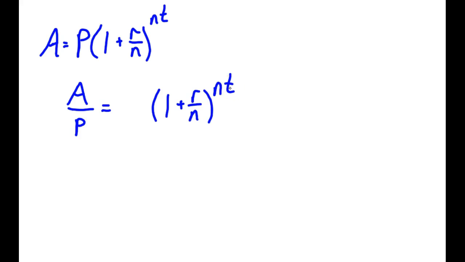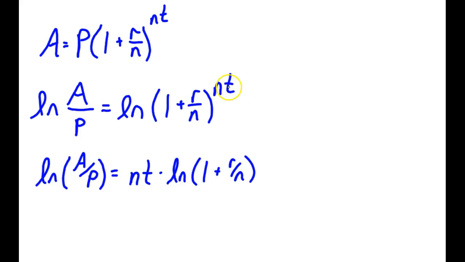So we have to apply natural logarithms, meaning we need to take the natural log of each side of this equation. Because one of the properties of logarithms says if we take the natural log, we can bring this exponent down as a coefficient. So now we brought that exponent down as a coefficient. The natural log of this value just represents some number, some constant being multiplied by N times T.